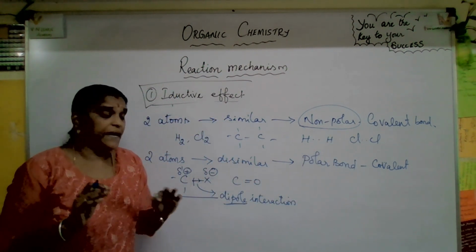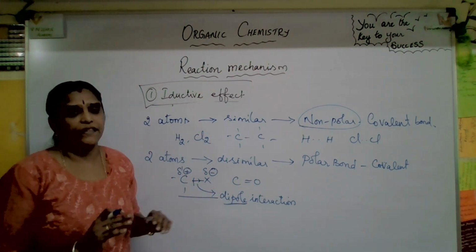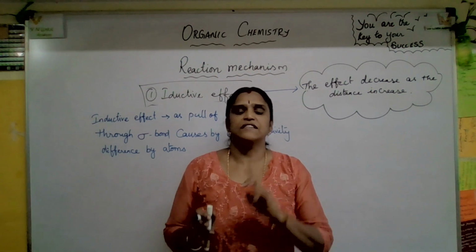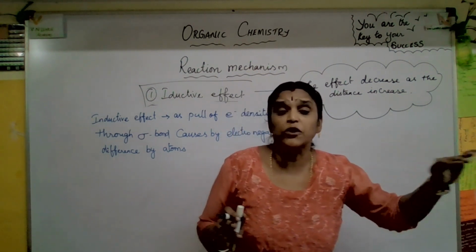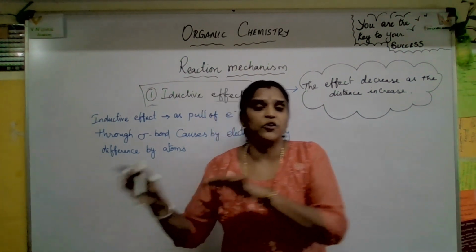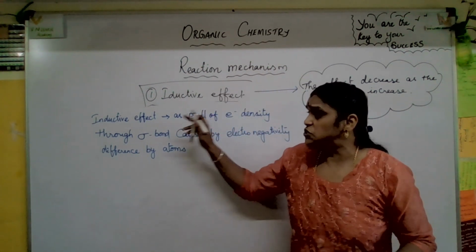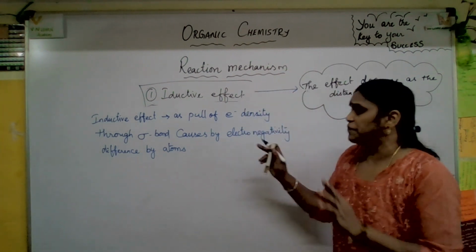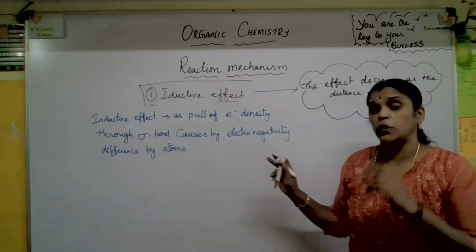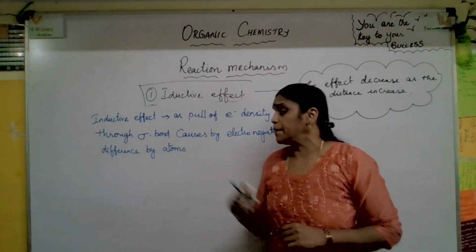Now we will identify where the polar bond is happening. These are the two points we are going to see. From the polar bond, we got two main ideas. The first main idea: different electronegativity among the atoms. The second: electrons shift from the lower electronegativity atom to the higher electronegativity atom. Those two main points lead to the inductive effect. So what do we mean by inductive effect? Inductive effect is a pull of electron density through a sigma bond. Note the point, it is caused by the electronegativity difference between atoms.